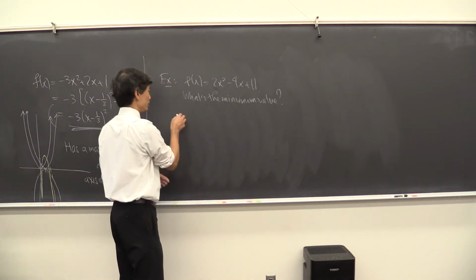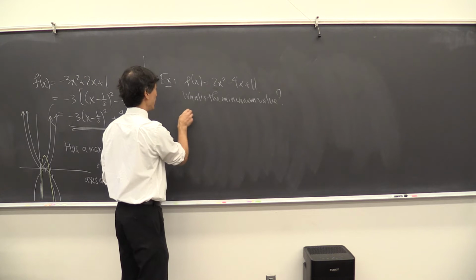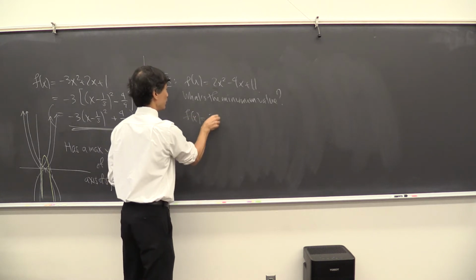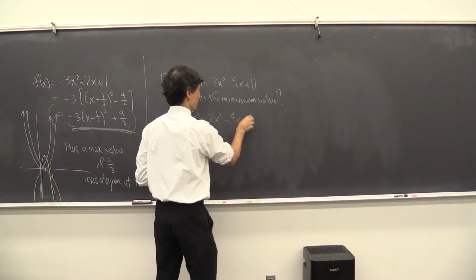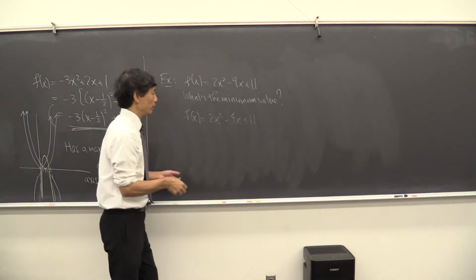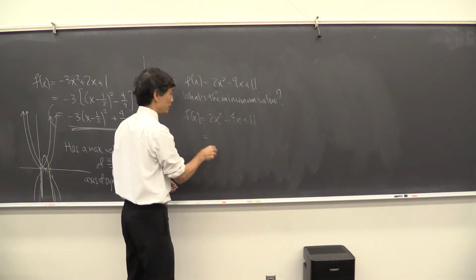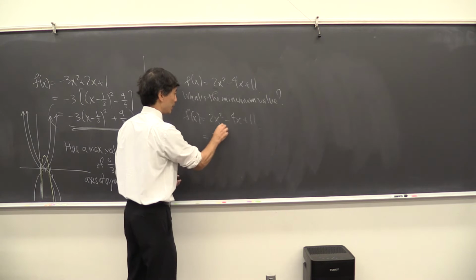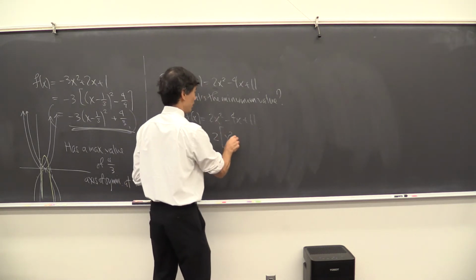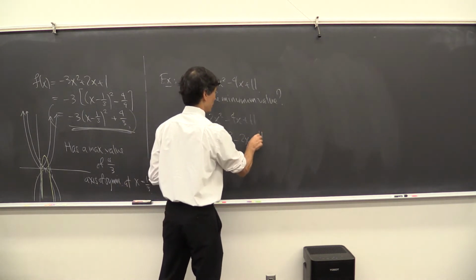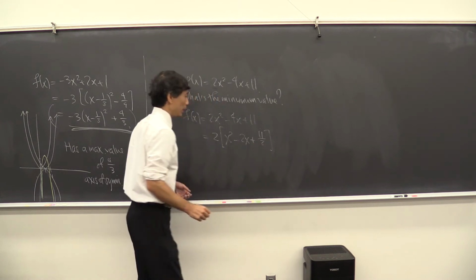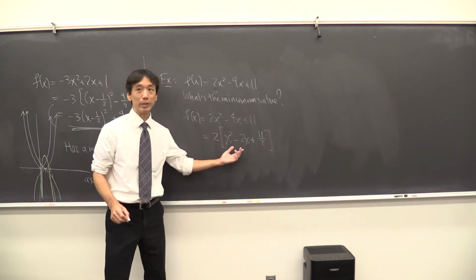Okay, how do we simplify this? F of x is 2x squared minus 4x plus 11, right? So probably it's easiest to factor the 2 out at the beginning. X squared minus 2x plus 11 halves, right? And then what do we do with this?